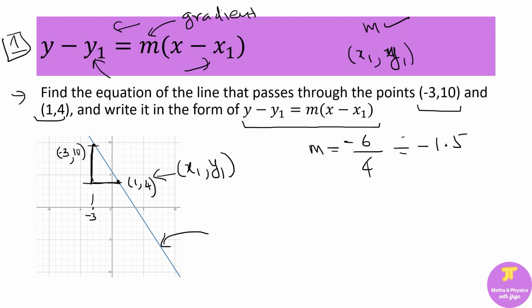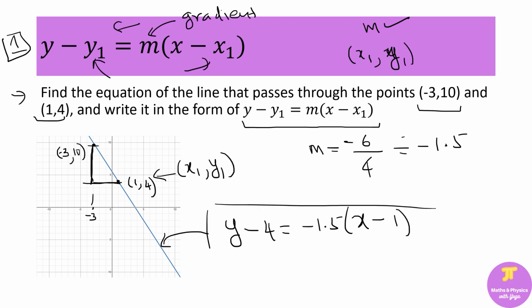So we can select this point as (x1, y1). So the equation of this line will be y minus 4 equals -1.5 times (x minus 1). So that's the equation of this line. This is one way to find the equation of this line.